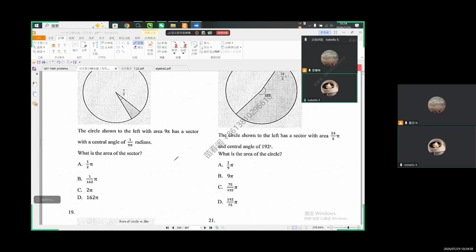For 18, I did a over 9 pi equals 1 over 9, 1 divided by 9 pi divided by 2 pi. So then a equals 2 pi divided by 9 pi times 9 pi. So a equals 2 pi. Yeah, that's why I saw that you wrote 1 over 9 pi. This is the fraction, right? And then you should times 9 pi. That's the total area, right?